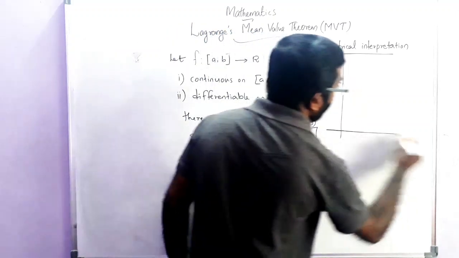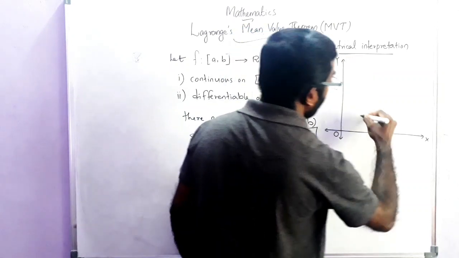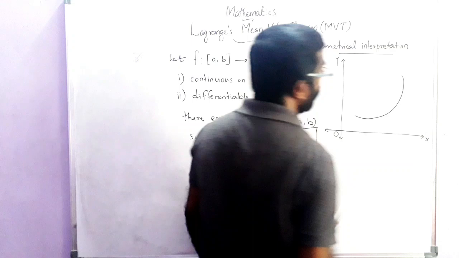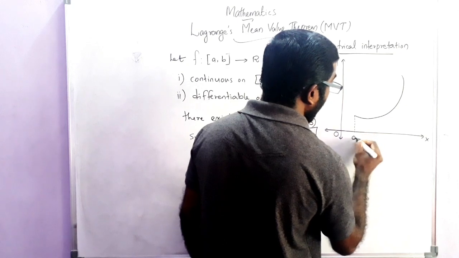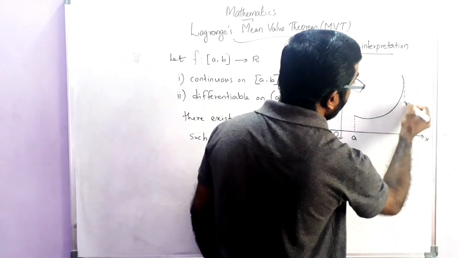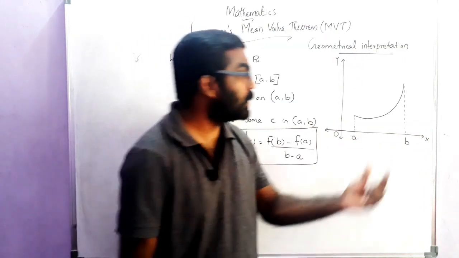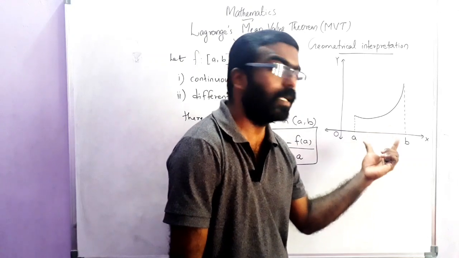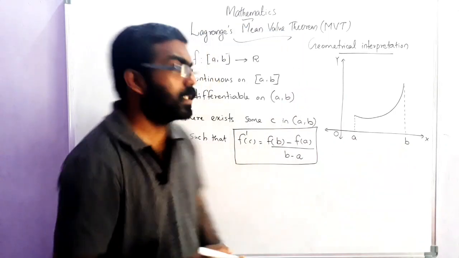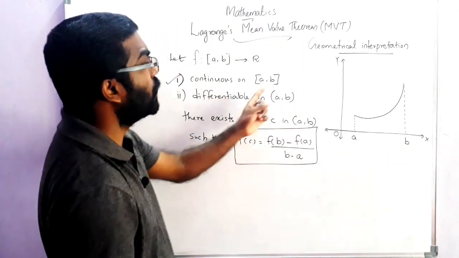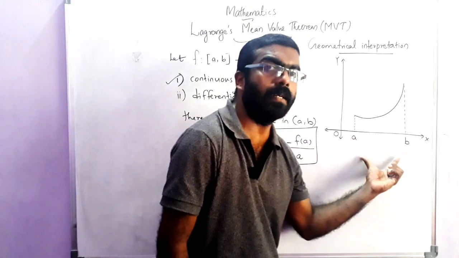Consider this graph. Here I take this value as a and this one as b. Clear? So here we consider a function y is equal to f of x within the closed interval ab. Now consider the first point, continuous on closed interval ab. That means the function should be continuous in the entire interval.